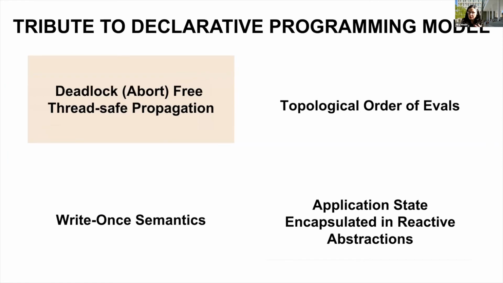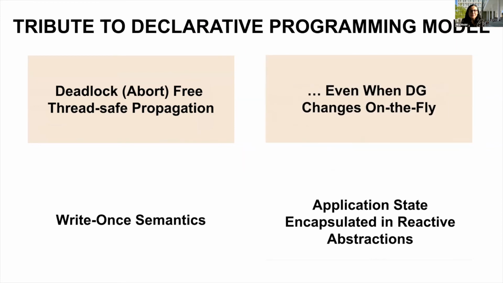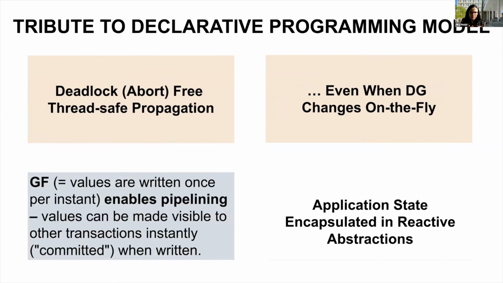Then the topological order of the evaluation is key, as I hope I illustrated, in even supporting this deadlock-free, safe, thread-safe propagation in the case where the dynamic graph changes on the fly. And then the write-once semantics makes it possible that any transaction can commit, if you want, the value of a version as soon as it fills the version.